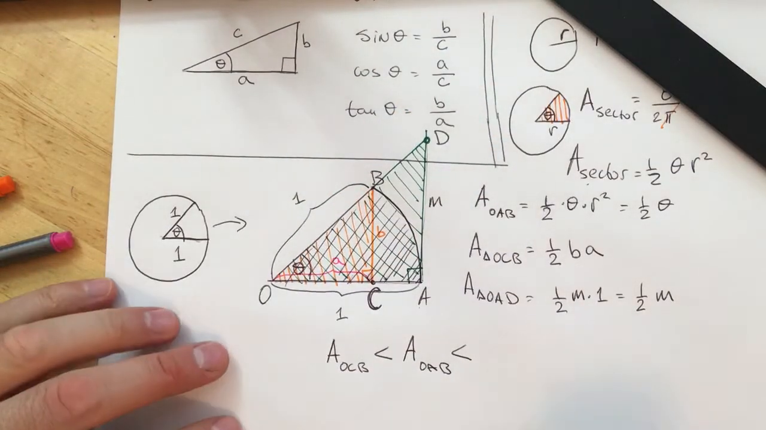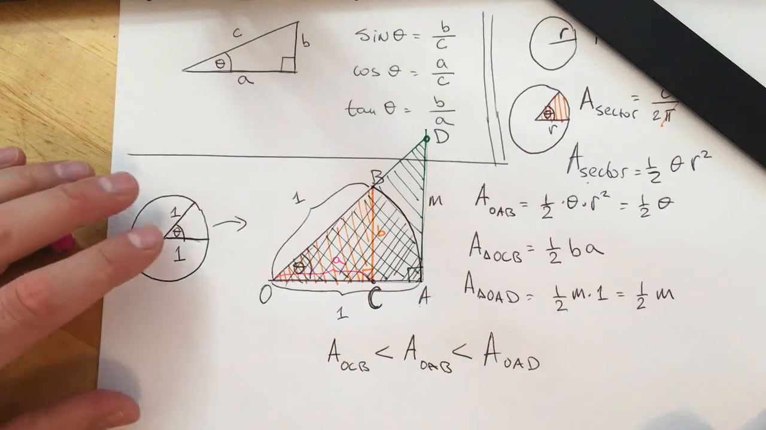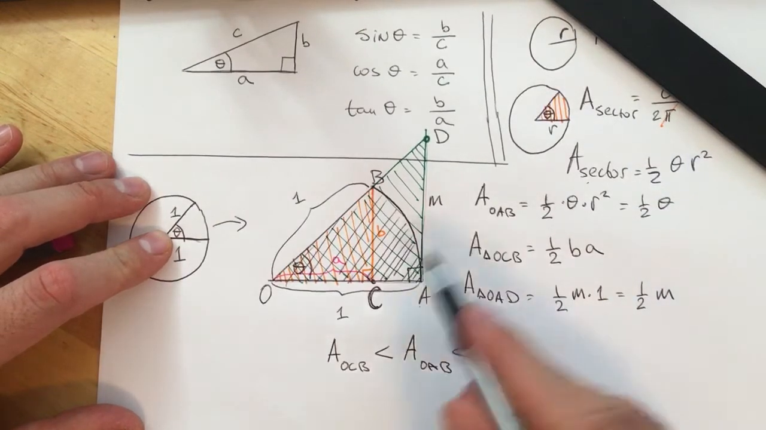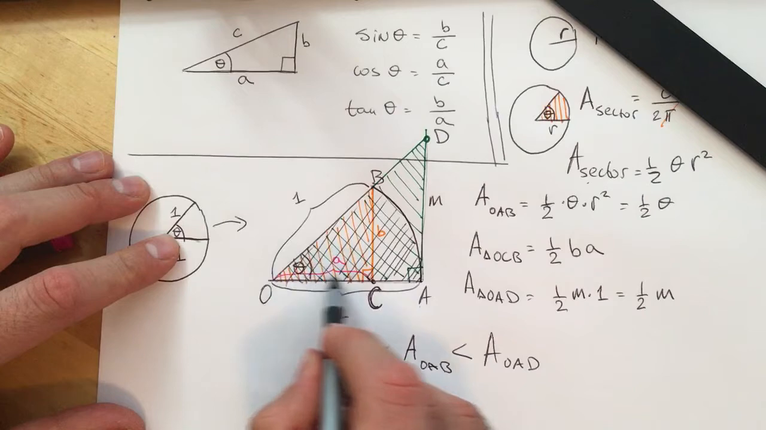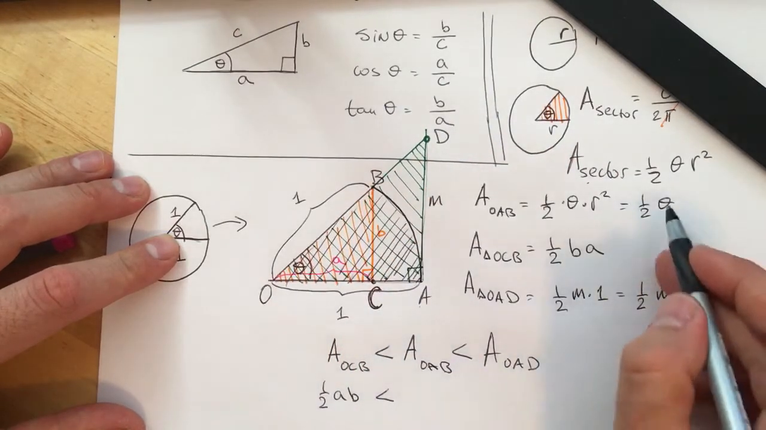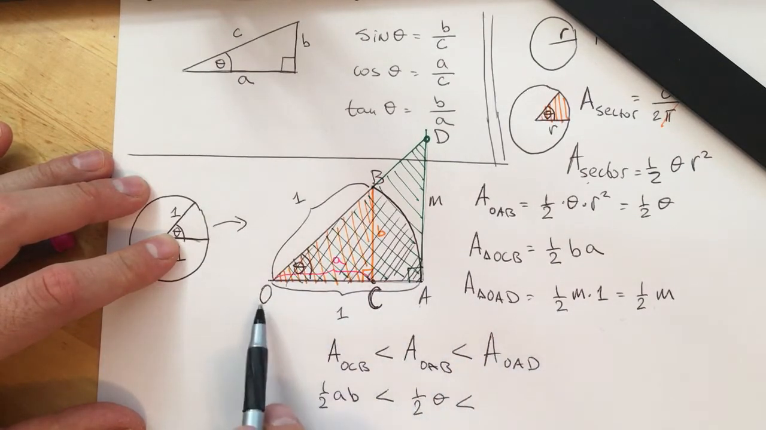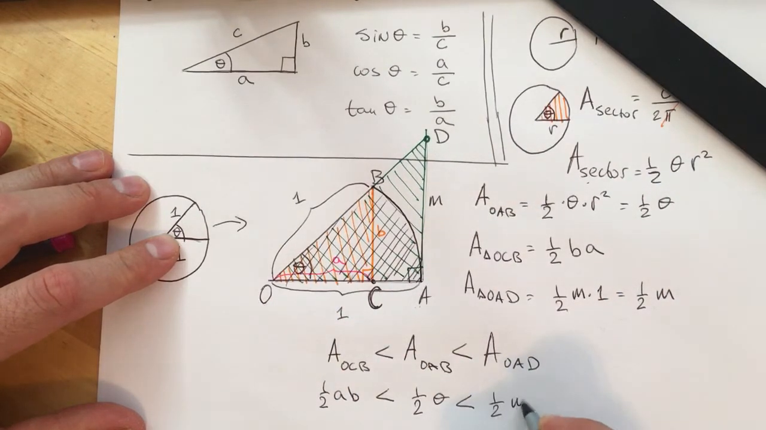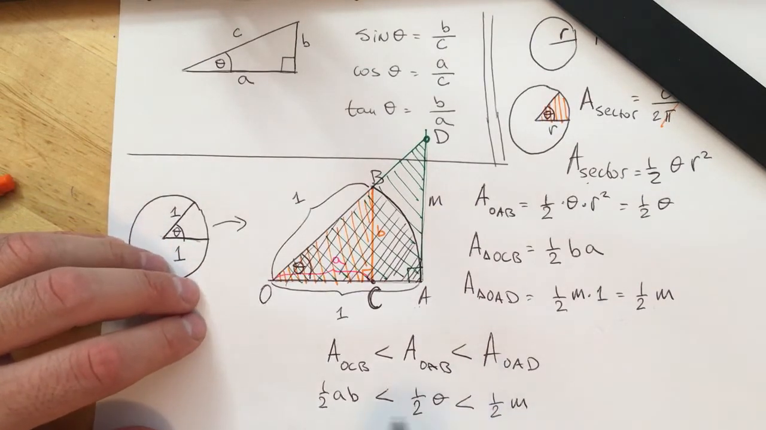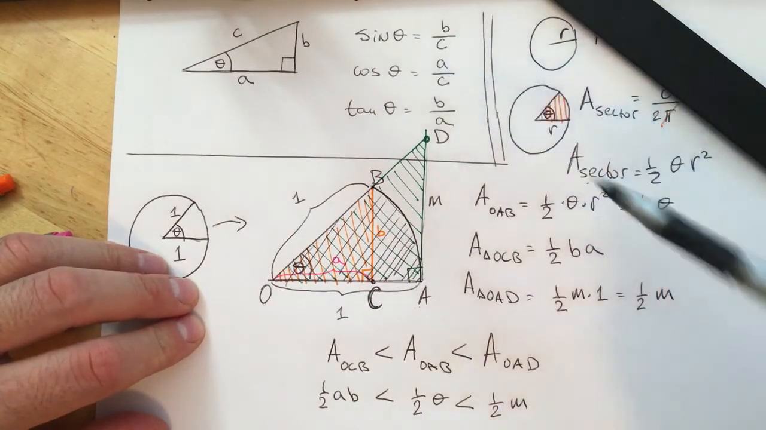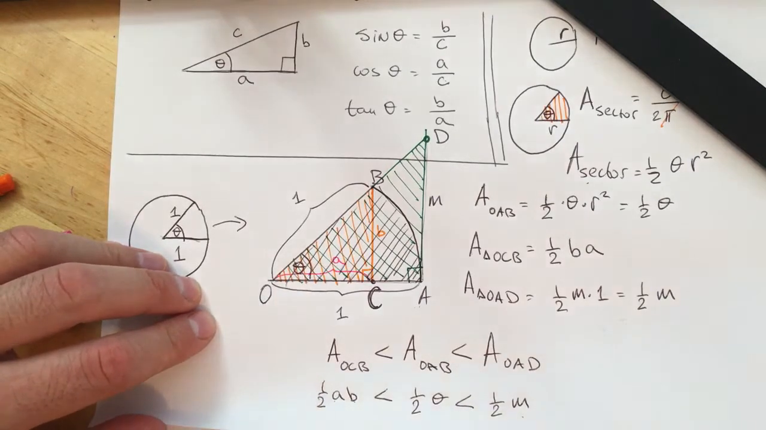So that's the area of OAD. Because we have found expressions for each one of them, let's write them down. The area of OCB is 1/2 times A, this side, times B, this side, which is less than 1/2 times theta, which is less than the area of OAD, which is 1/2 times M. Now we want to bring trigonometry into this calculation, so let us use trigonometry to find the values of A, B, and M with respect to the central angle theta.